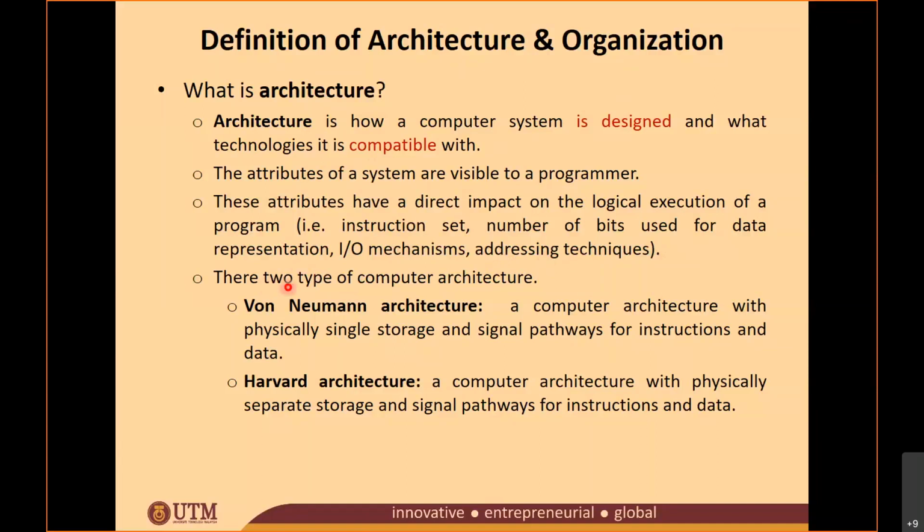Okay, there are two types of computer architecture. Okay, kita ada dua jenis computer architecture. One is the von Neumann architecture, the other one is the Harvard architecture. Okay, for the von Neumann architecture, a computer architecture with a physical single storage and single pathway for instruction and data. Okay, maksudnya kat sini dia hanya ada satu je single storage.